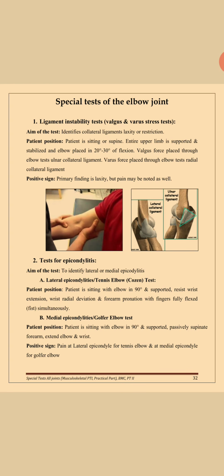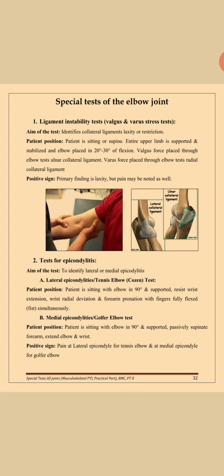Tests for epicondylitis. Aim of the test: to identify lateral or medial epicondylitis. Lateral epicondylitis or tennis elbow, Cozen's test. Patient position: the patient is sitting with elbow at 90 degrees and supported. Resist wrist extension, wrist radial deviation and forearm pronation with fingers fully flexed, fist simultaneously.